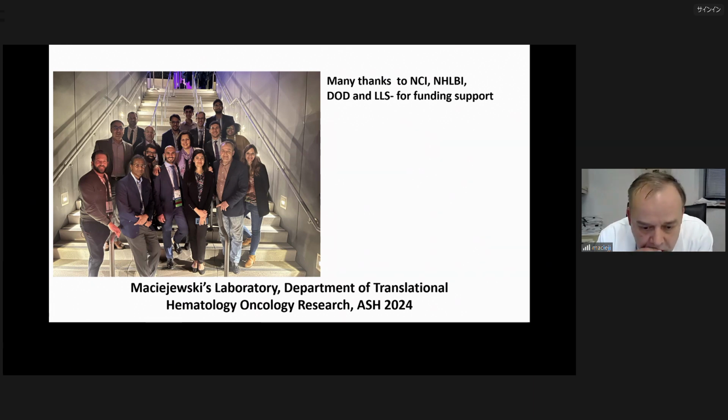So I did not quite get what you said about CBL mutation, different CBL mutations. What are the different types of CBL mutation in terms of prognosis and disease classification?